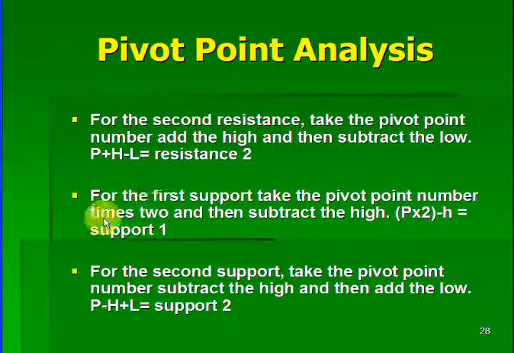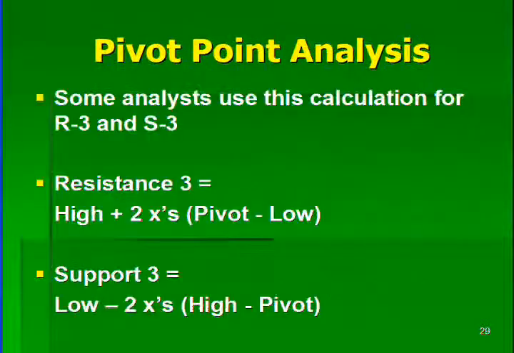For the first support, take the pivot point number times 2, and then subtract the high. So that would be pivot times 2 minus the high, and that gives us S1, or support 1. For the second support, take the pivot point number, subtract the high, and then add the low. And that'll look like this. Pivot minus the high plus the low equals S2. Now, this formula is in your trading manual as well, so you have it here on this presentation and also in writing in your booklet.